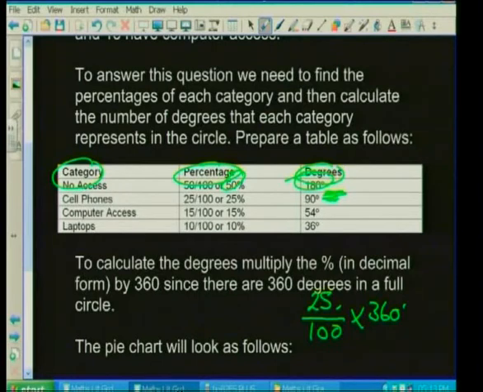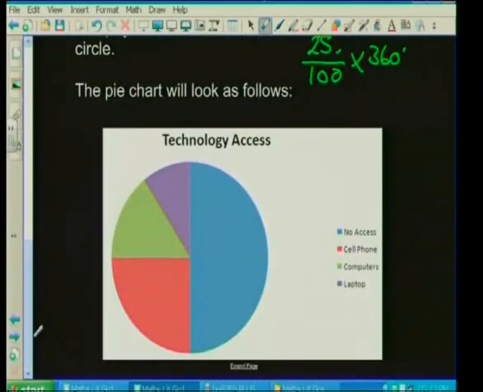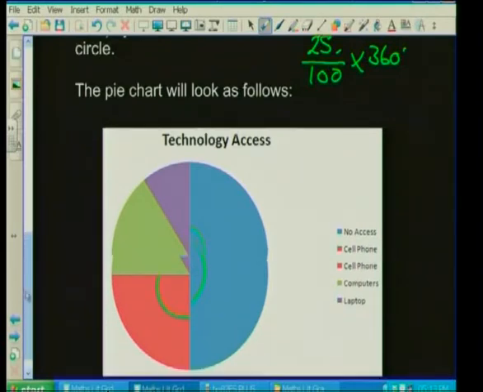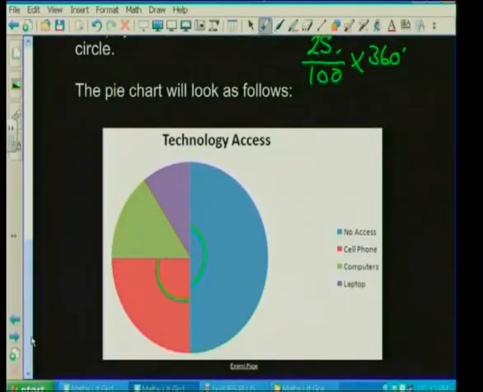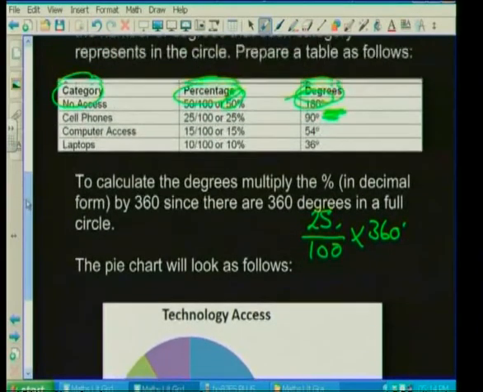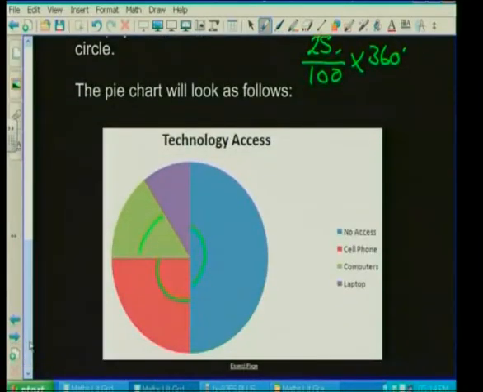So once we've done that, our pie chart is going to look as follows, right? You can see 180 degrees was no access. 90 degrees was only cell phones. We had 54 degrees of computer access. So 54 degrees had access to computers. And finally, we had what was left, 36 degrees had access to laptops.